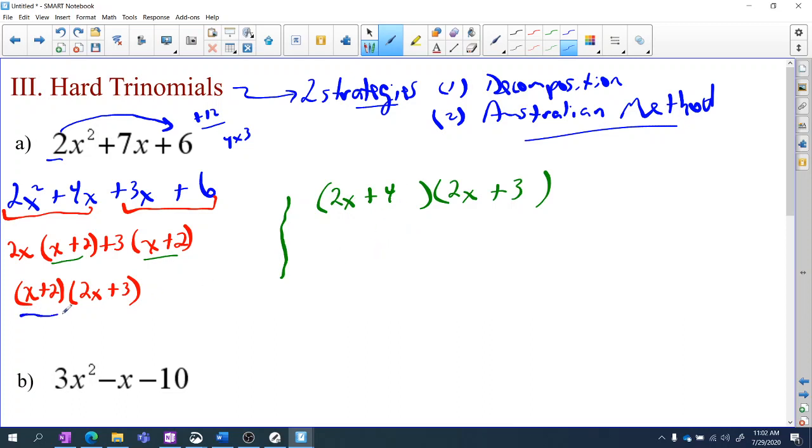We know this is the final answer here. You can see this isn't. I can see clearly this doesn't work because 2x multiplied by 2x doesn't give me 2x squared. It gives me 4x squared. Here's what will always happen.